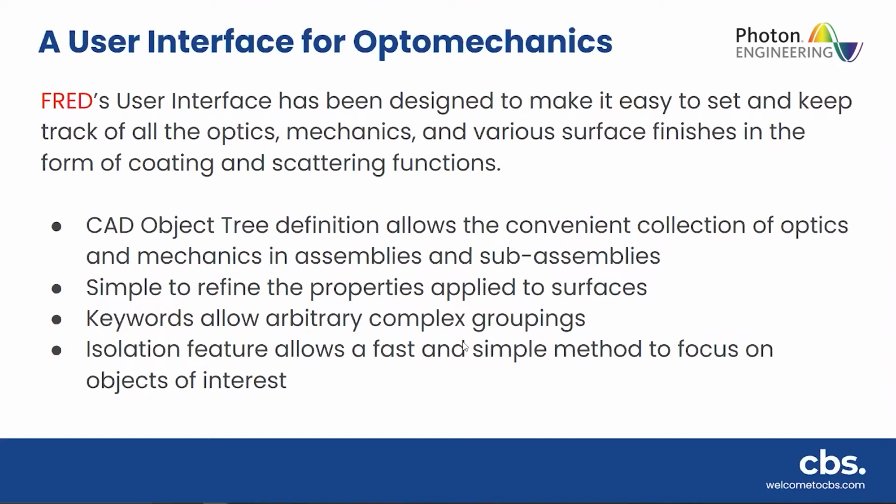Keywords are a really great part of Fred that we're going to use here. We're going to demonstrate them being used here, which allow us to have arbitrary complex groupings. So essentially these keywords act as tags. And then the isolation feature that Fred has as well, especially in working in a very complex model, allows us to very quickly focus on parts of the model that are very interesting to us and just remove some of the extra detail whilst we're doing that, so we can focus on objects of interest. So that enables us to essentially specify the model and work very easily with the model.